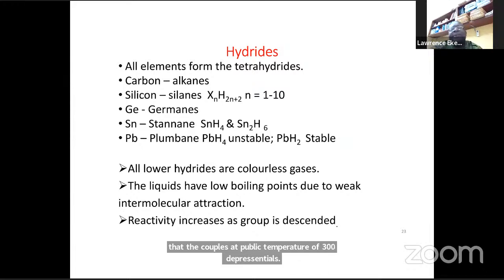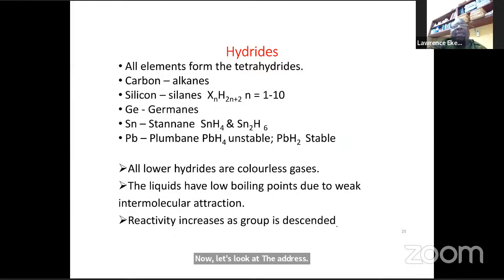Now, let's look at the hydrides. All the elements form tetrahydrides: the carbon, the silicon, the germanium, the tin, the lead, they all form tetrahydrides. The tetrahydride of carbon, we call alkanes. The tetrahydride of silicon, we call silanes. The hydride of germanium, we call germanes. The hydride of tin, we call stannanes. The hydride of lead, we call plumbane.